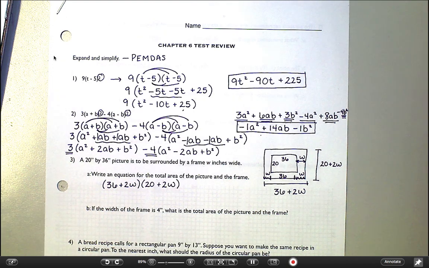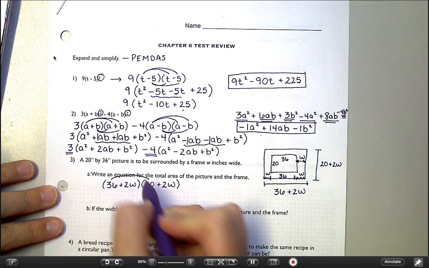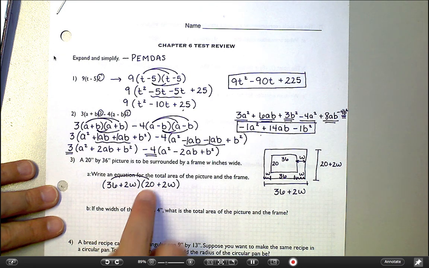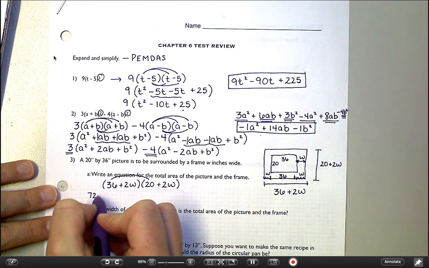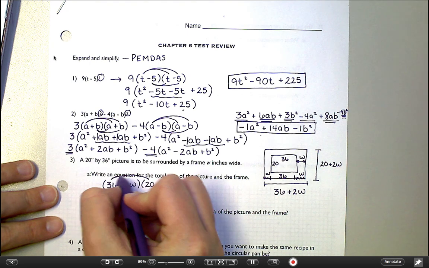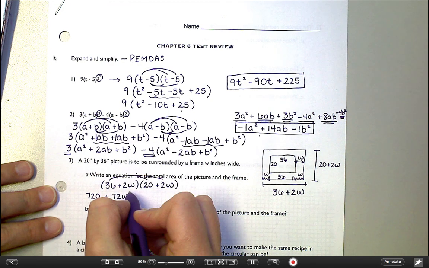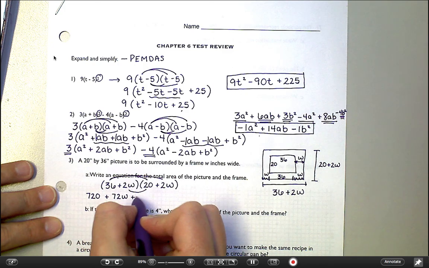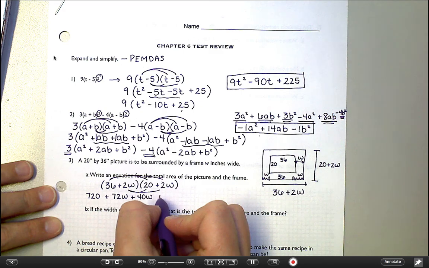Okay. To multiply those two things together, because even though it doesn't technically say it, I know that on your test it's going to want you to simplify this thing. So we're going to go ahead and multiply using FOIL. So 36 times 20, let's see, that's going to be 720. 36 times 2W is 72W. 2W times 20 is 40W. And 2W times 2W is 4W squared.